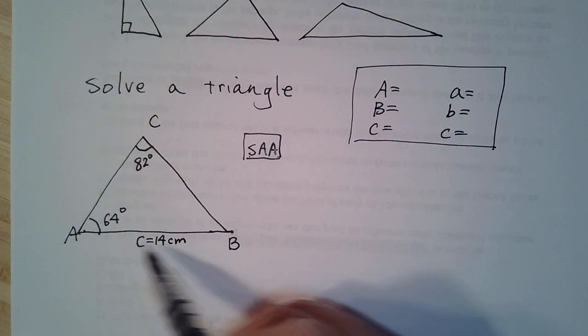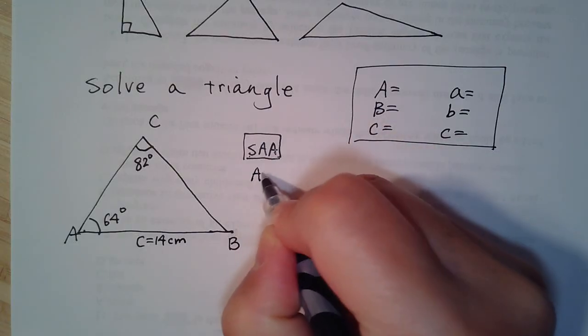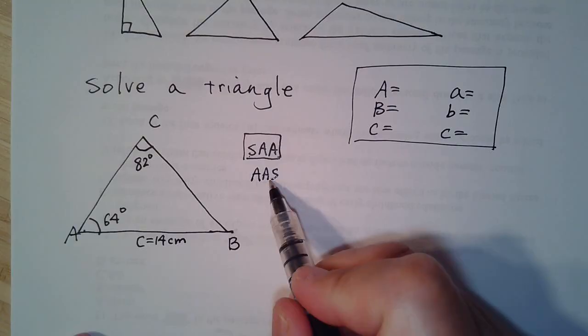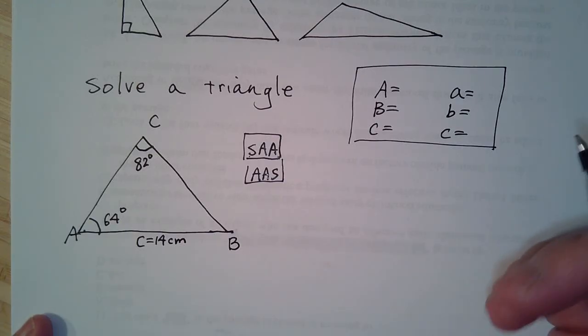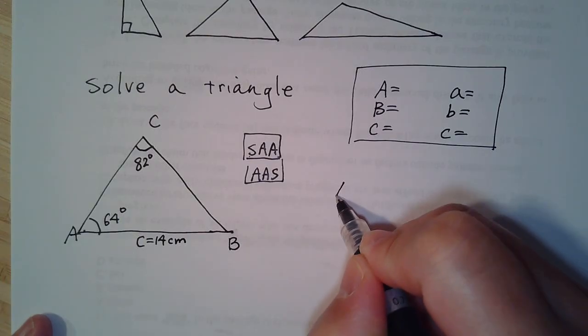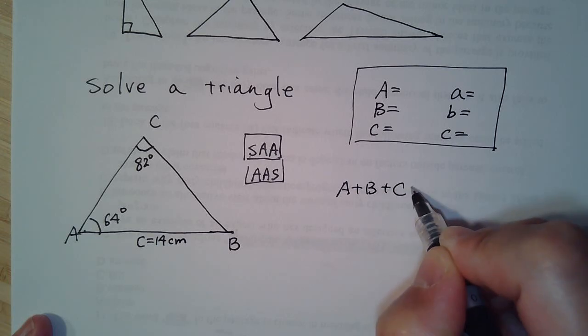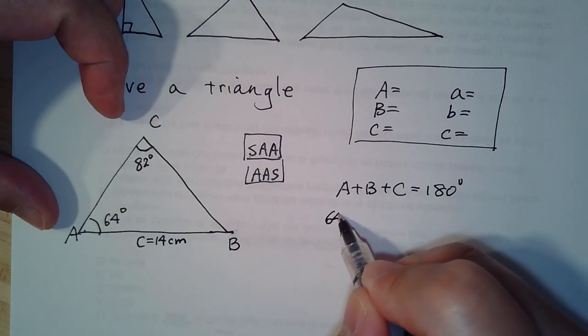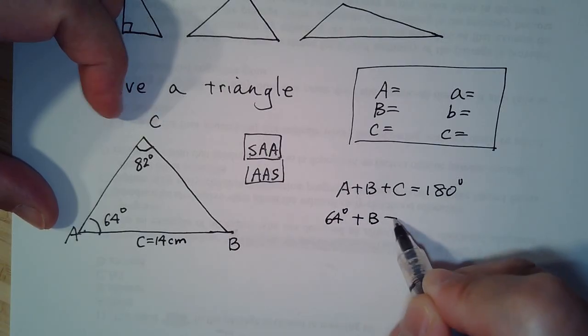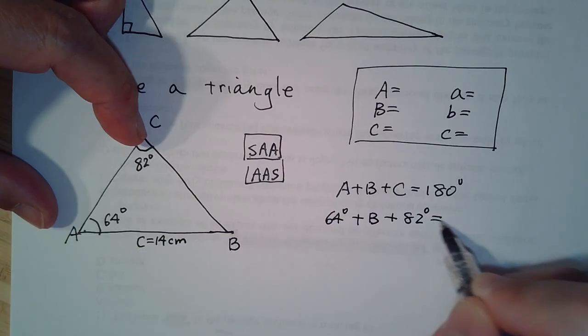Or you can say angle side, it's the same as AAS. So two angles you already know, and you know one side. If I ask you to solve for this triangle, first of all, if you have two angles, you're in very good shape because we know the sum of the interior angles of any triangle is 180 degrees. Which means A plus B plus C is 180 degrees. But we already know two. We know A is 64 degrees and B we don't know, but C I know is 82 degrees, and that is 180 degrees.